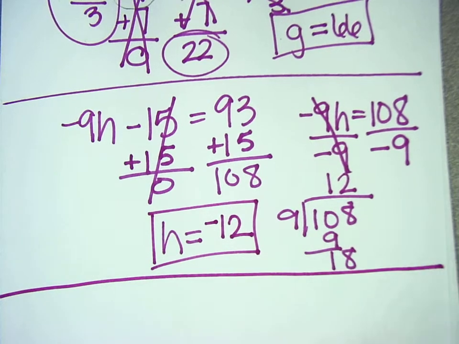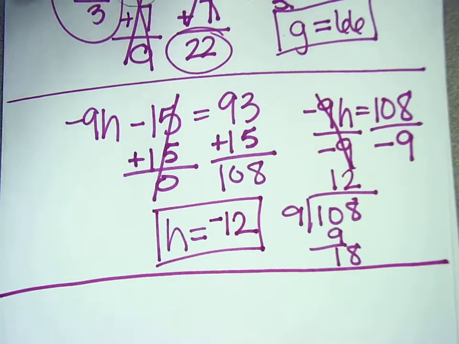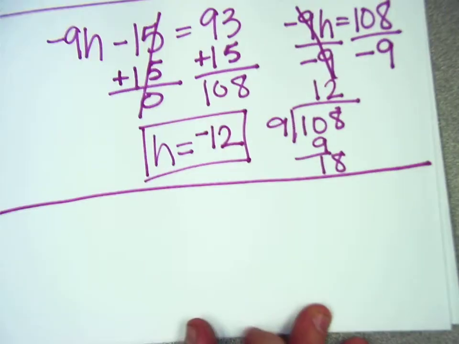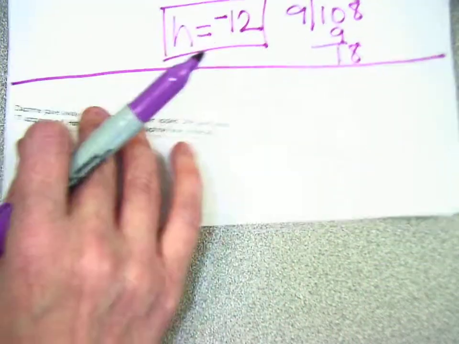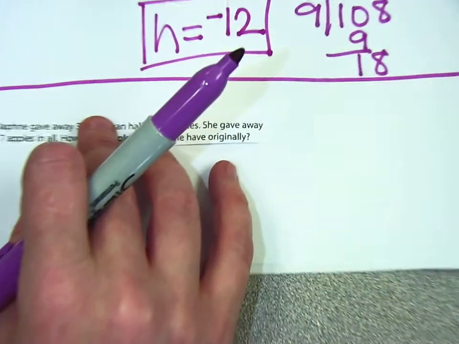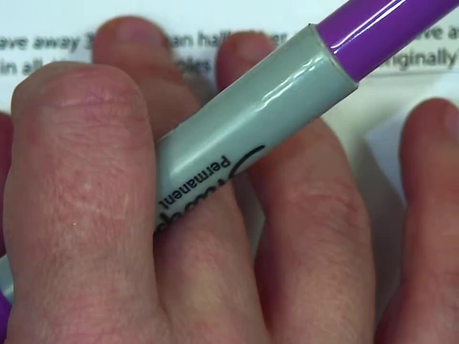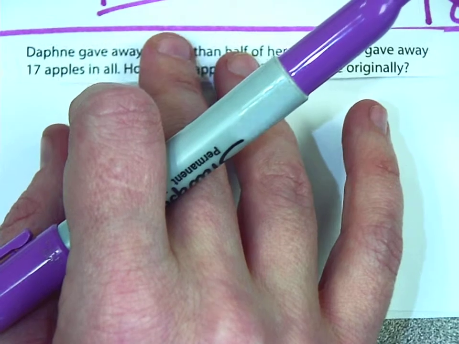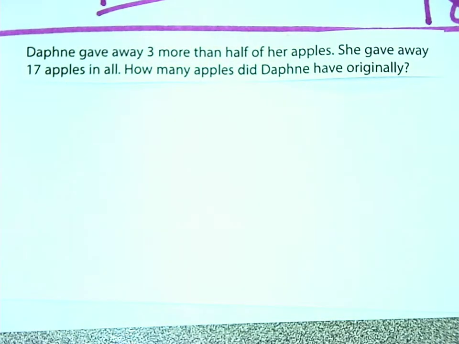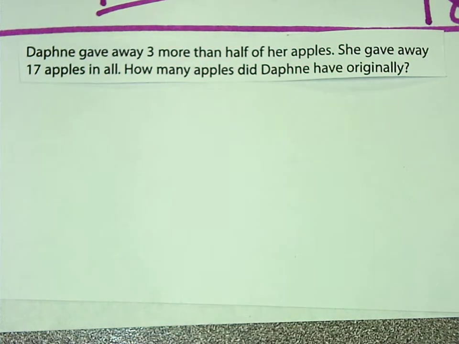All right, so now let's look at one of the word problems. It says Daphne gave away 3 more than half of her apples. She gave away 17 apples in all. How many apples did Daphne have originally?